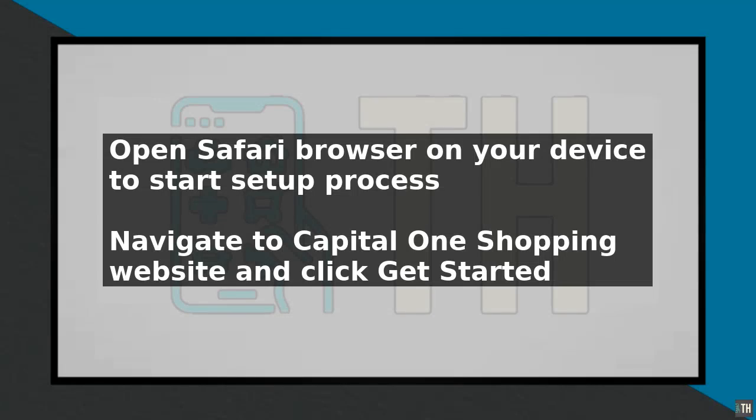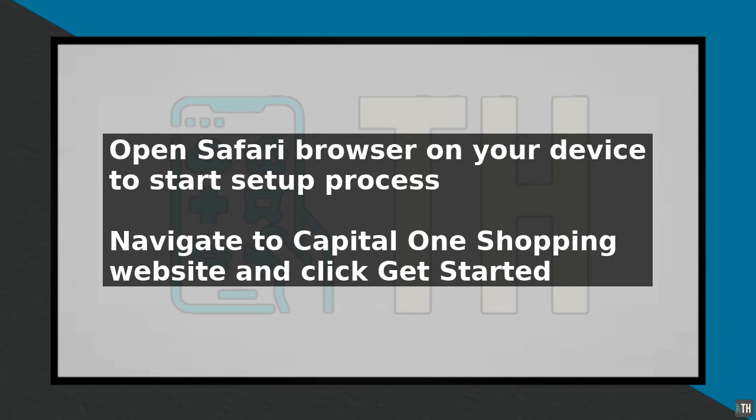To set up Capital One Shopping in Safari, start by opening the Safari browser on your device. Next, navigate to the Capital One Shopping website and click on the Get Started button. You will be prompted to create an account or sign in if you already have one.